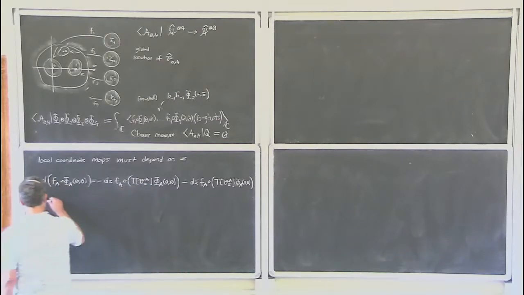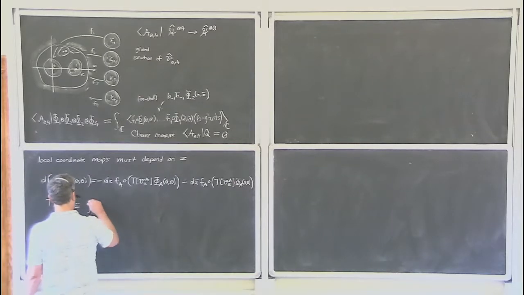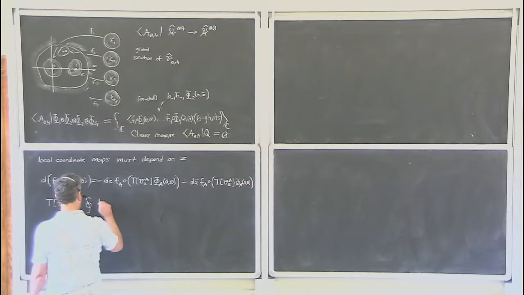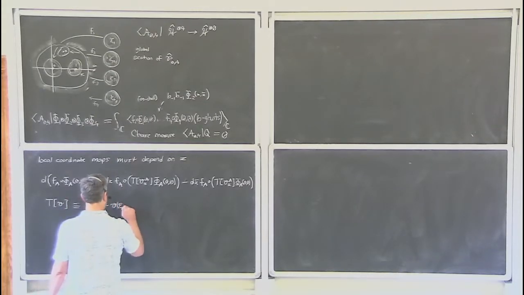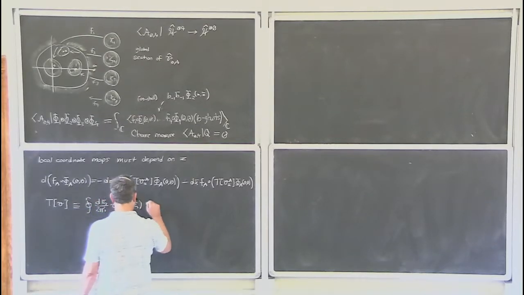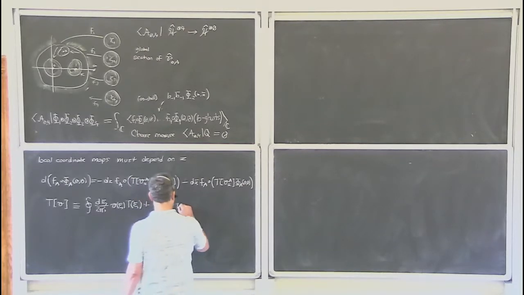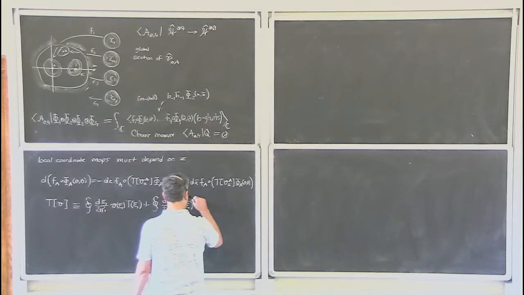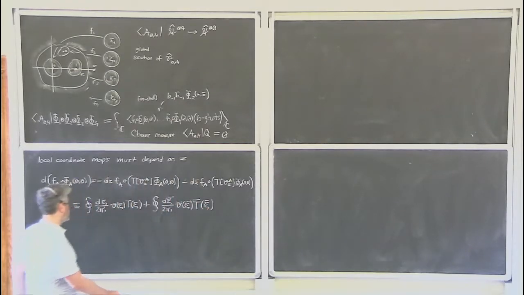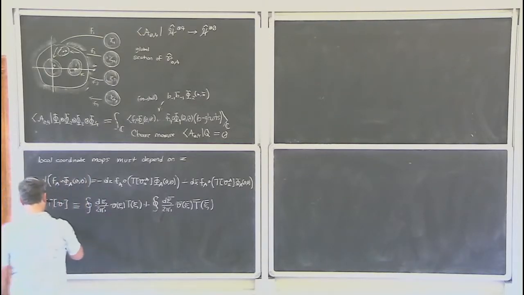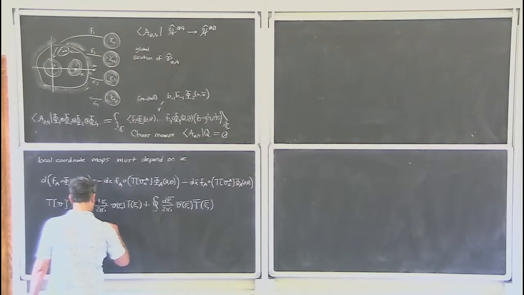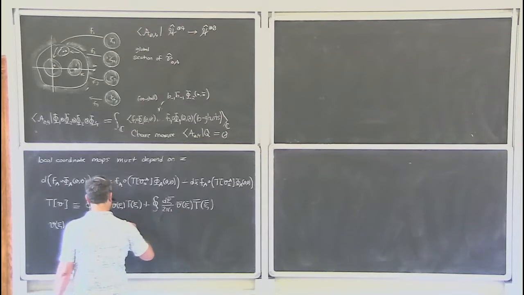Okay, so let me define this T of V. This is some notation. This is defined as the contour integral around the origin, d xi over 2 pi i, v of xi, T of xi, plus the integral around the origin of the anti-holomorphic analog of the energy momentum tensor, where this v of xi is analytic near, basically, the unit circle.